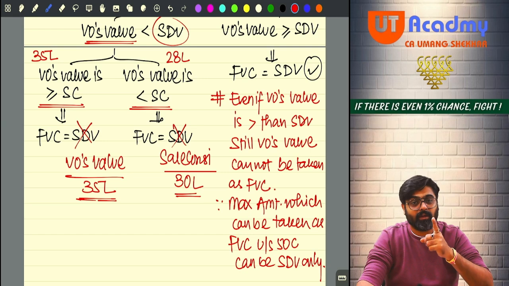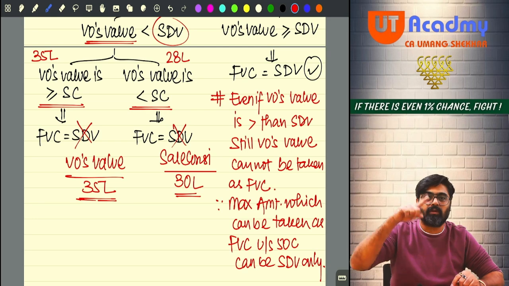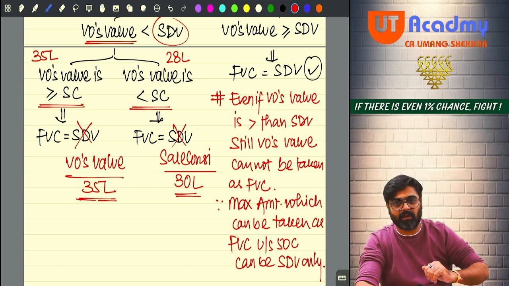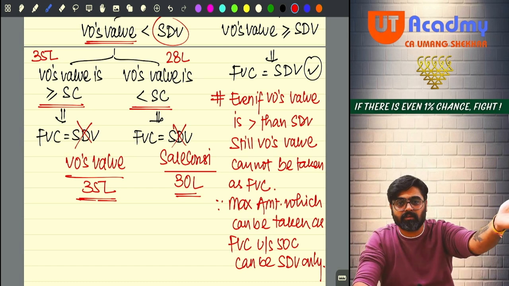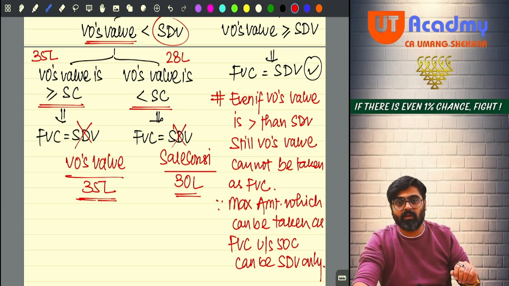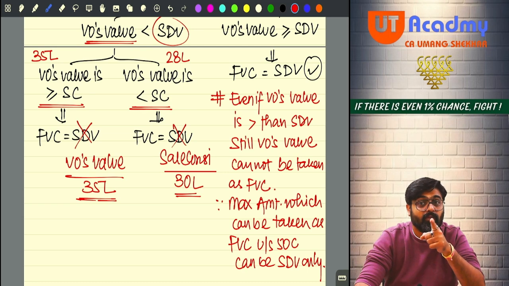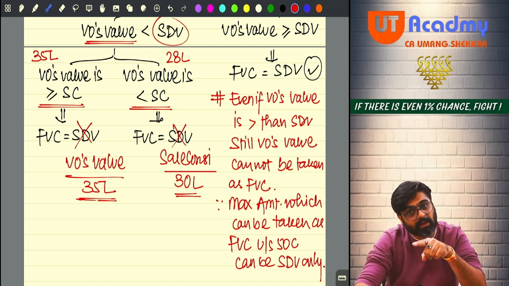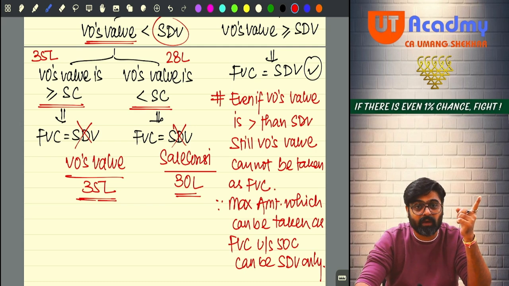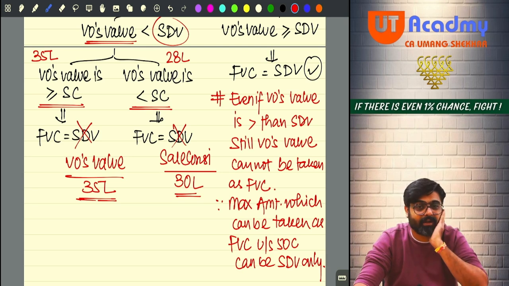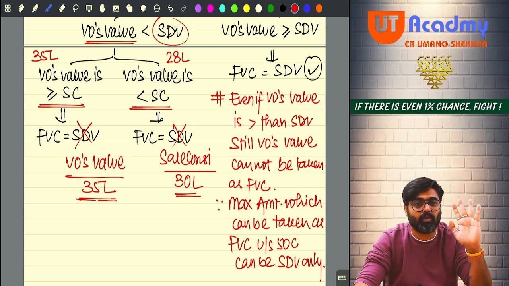What if the VO's value was higher than or equal to the stamp duty value? See, we knew that you are trying to fool us. You are saying that the market value is lower, hence you are getting a lower sale consideration as compared to the stamp duty value. See, our valuation officer has the same value as the stamp duty value, or his value is even higher than the stamp duty value. That means you are trying to fool us. We will not fall in your trap. Whatever we were doing, we were taking your stamp duty value as your full value of consideration. We were doing the right thing. So in that case, the stamp duty value will be taken as your full value of consideration.